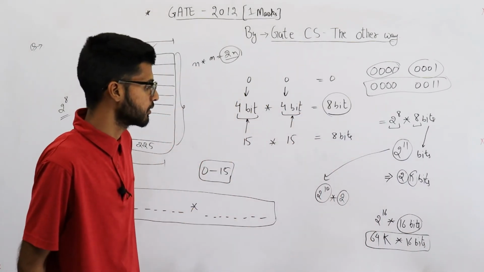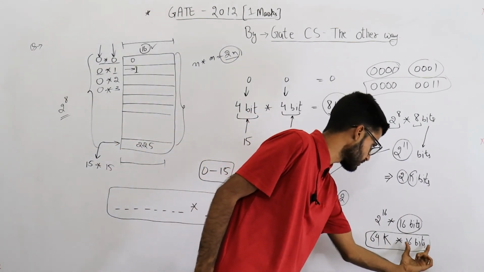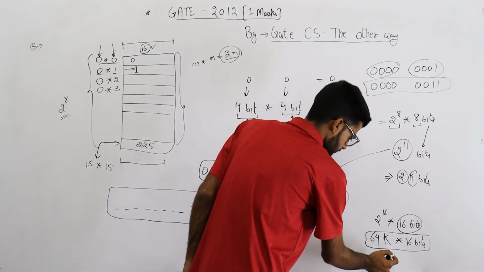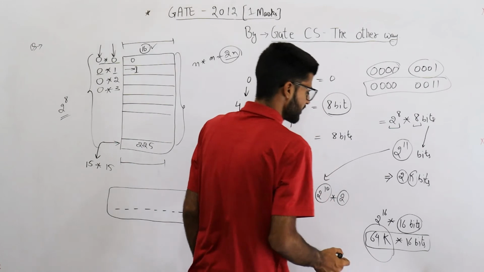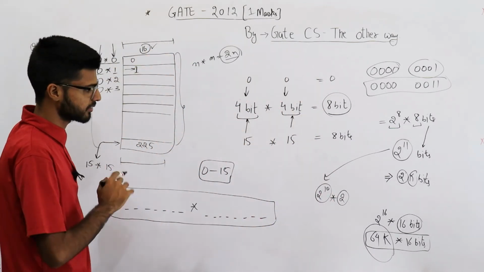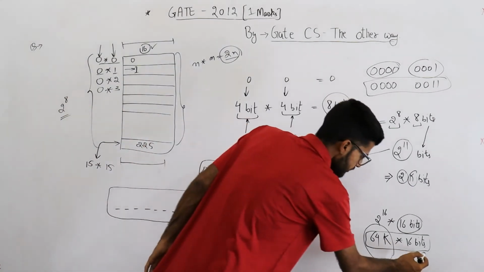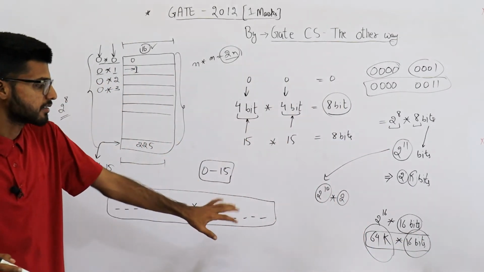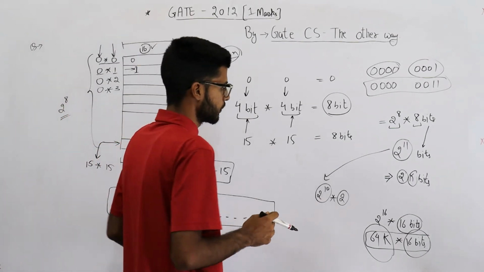Now you might ask, why have we left 16 bits as it is? It's a convention that this represents the total number of locations, that means the number of locations that we have in the ROM, and this represents the size of one location. So that's the reason why we have left the answer like that.